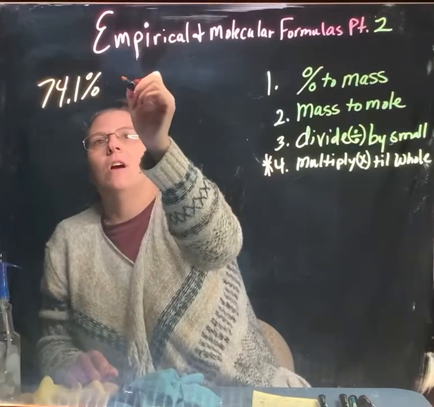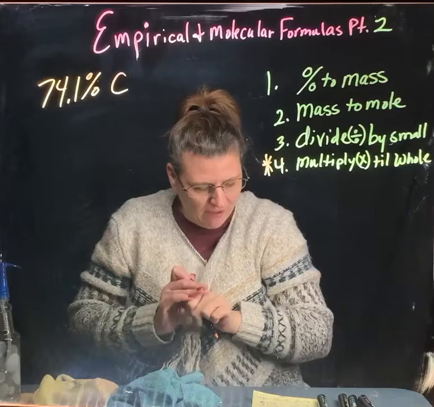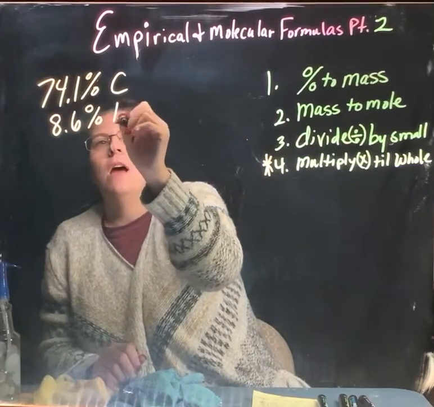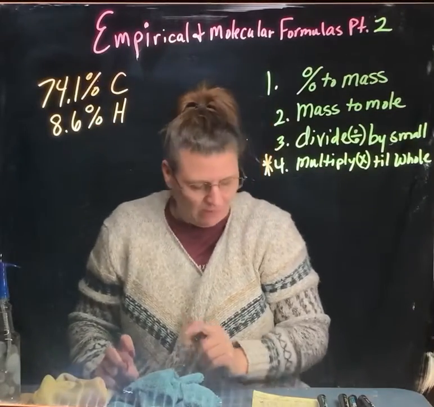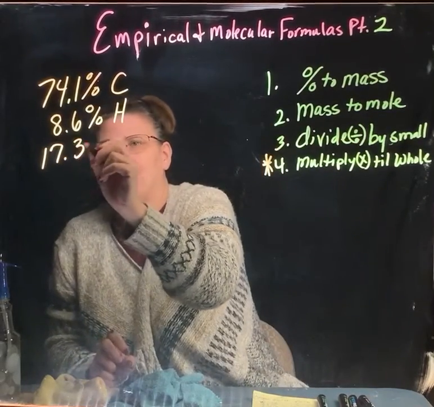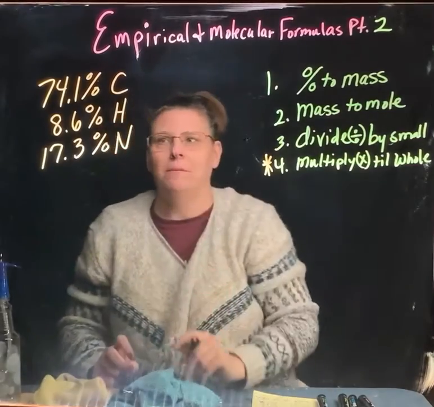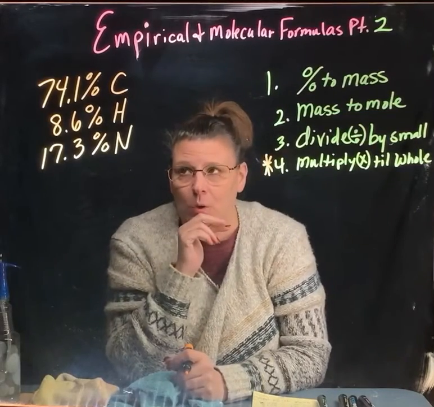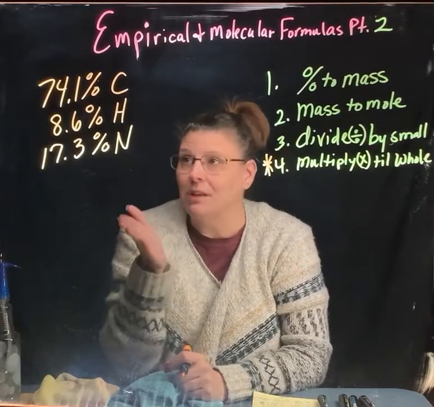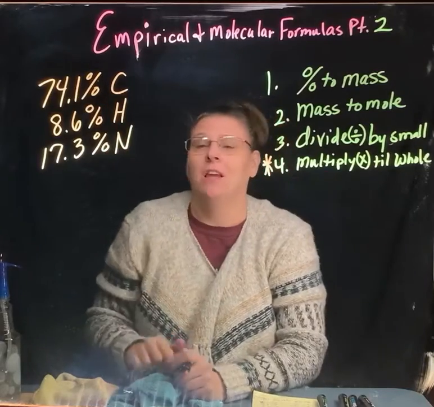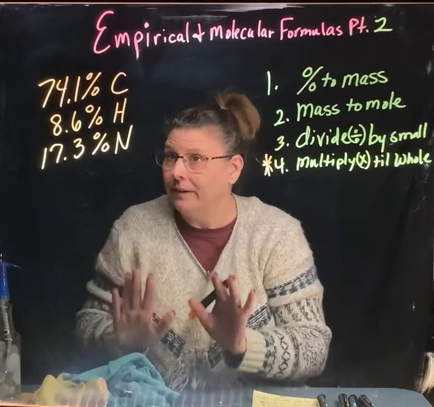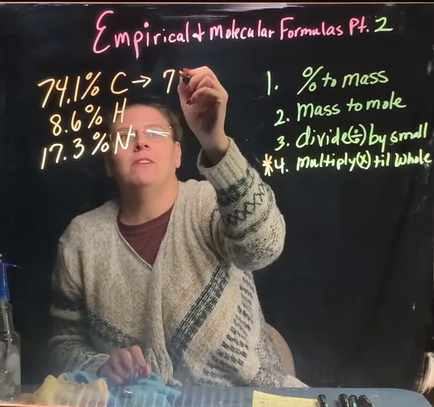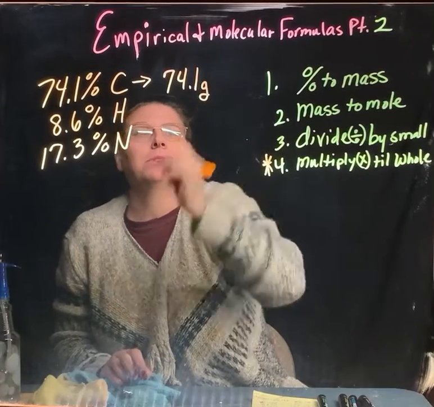So you have 74.1% carbon. Okay, let's say you have 8.6% hydrogen, and you have 17.3% nitrogen. Let's say you're given this in a problem and we want to know what the empirical formula is. Well, what you're going to do is take your percentages and turn them to a mass. This is the hardest step on here, guys. You're going to take these and turn them into a mass. So all you do is 74.1 grams of carbon.